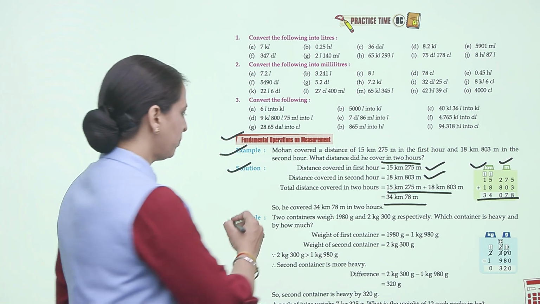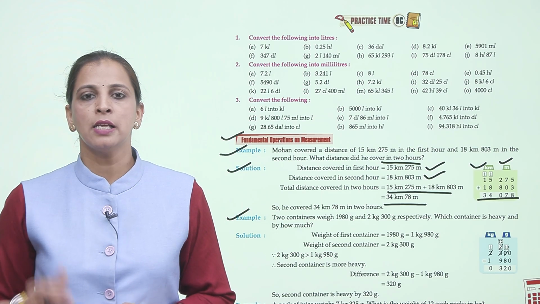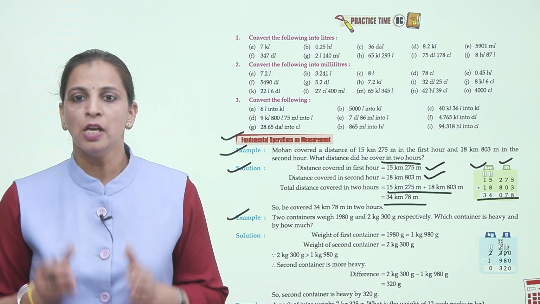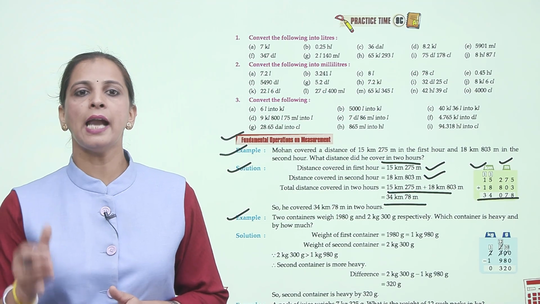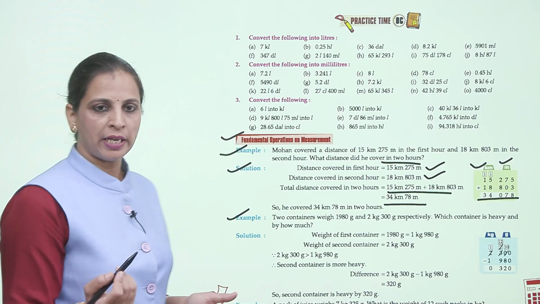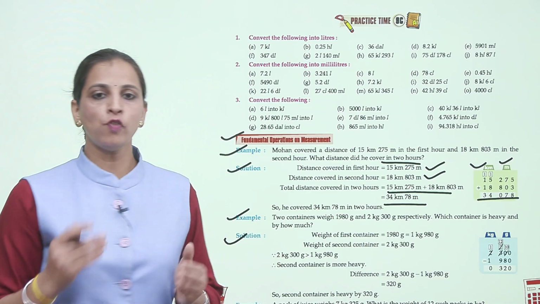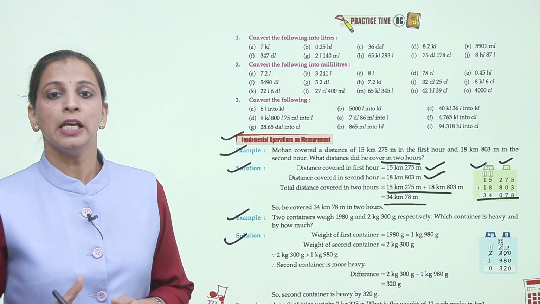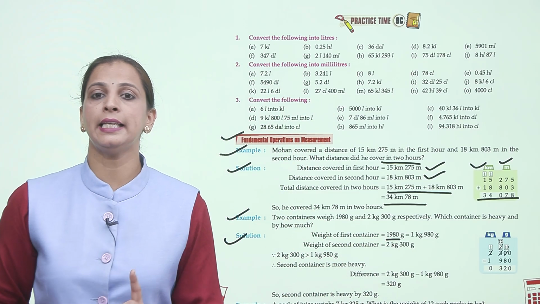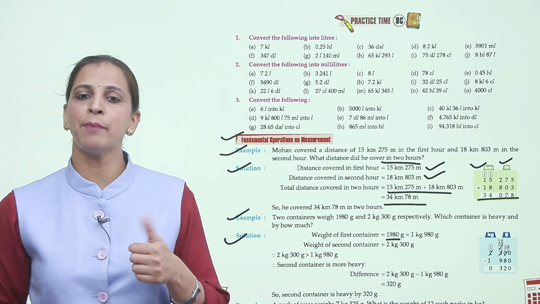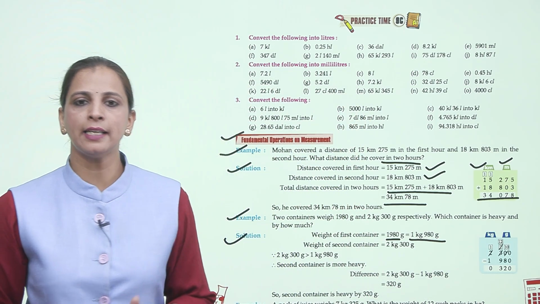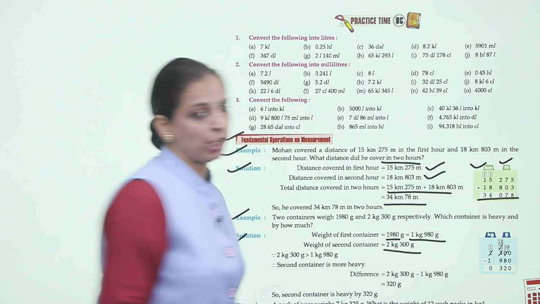नाउ नेक्स्ट एग्जांपल. 2 कंटेनर्स वेट्स 1980 grams and 2 kilograms 300 grams respectively. Which container is heavy and by how much? कौन सा heavy है? तो दोनों को हम पहले क्या करते हैं, कंपेयर करते हैं. सॉल्यूशन करते हैं इसका. वेट ऑफ फर्स्ट कंटेनर इज 1980 ग्राम. 1980 ग्राम का मतलब 1000 प्लस 980 ग्राम, एंड 1000 ग्राम बिकम्स 1 किलोग्राम, दैट इज 1 किलोग्राम 980 ग्राम्स. एंड वेट ऑफ सेकेंड कंटेनर इज 2 किलोग्राम एंड 300 ग्राम्स.